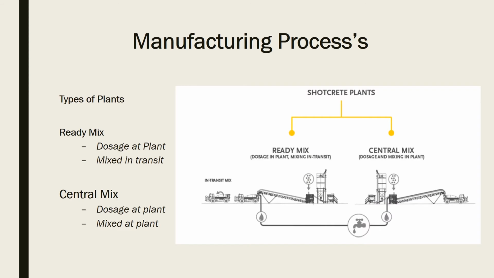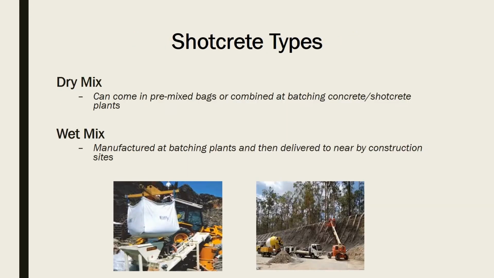The manufacturing of shotcrete is similar to that of concrete, however there are some distinct differences to note. There are two types of shotcrete manufacturing plants. A ready-mix plant that combines the components and a cement truck is required to mix it in transit, or a central mix plant that measures and mixes the shotcrete at the same location. Dry mix shotcrete can be manufactured at factories, coming to site in pre-made bags, or as raw ingredients can be combined at a shotcrete plant.